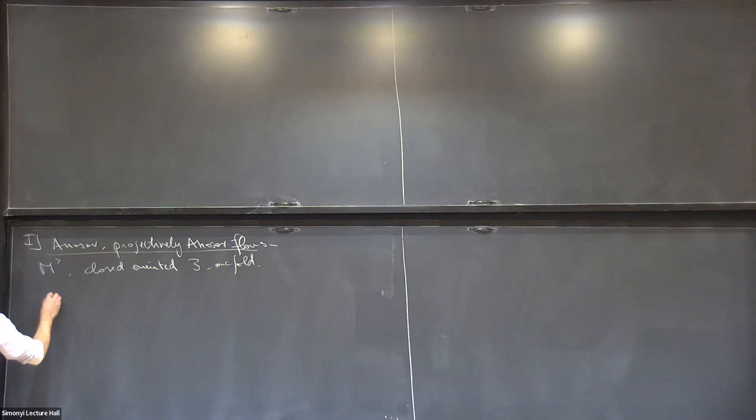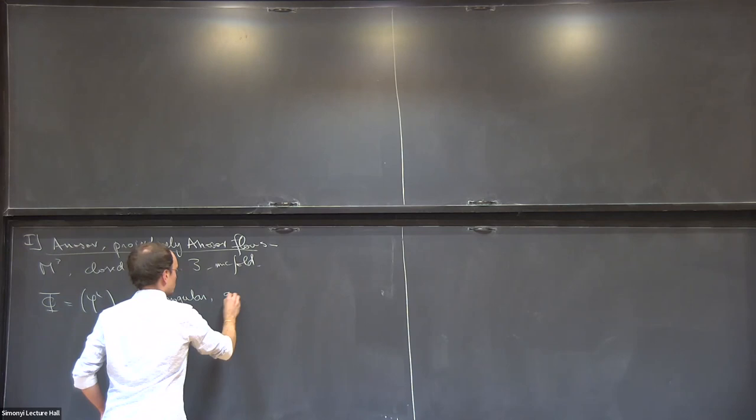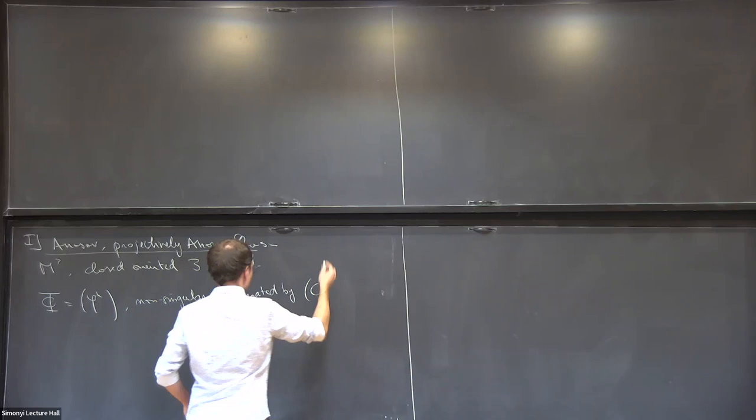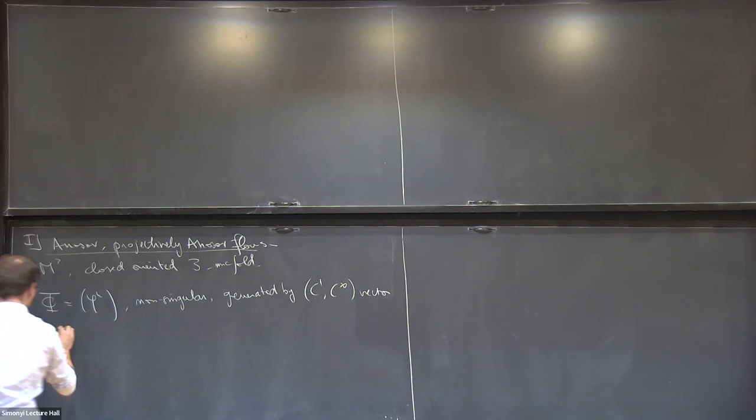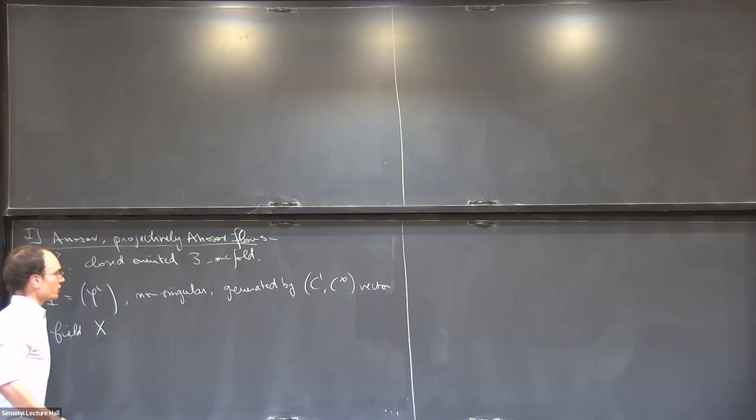And my flow phi, the collection of the maps phi t, I'll assume that it's non-singular and is generated by a C1, maybe C infinity, vector field X. So being non-singular means that X doesn't vanish. Pretty much everything I'm going to say works for a C1 flow, but since I want smooth Liouville structures in the end, I will maybe assume that my flow is smooth.